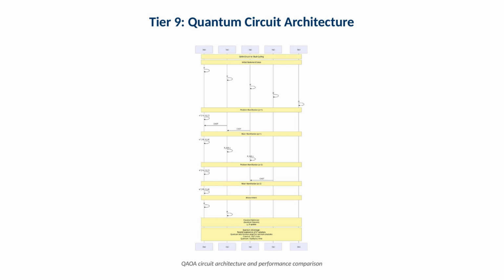This figure shows the quantum circuit architecture and a performance comparison idea. The key takeaway is practical framing. Quantum methods are presented as a roadmap for certain combinatorial scheduling regimes, not as a drop-in replacement for all planning.